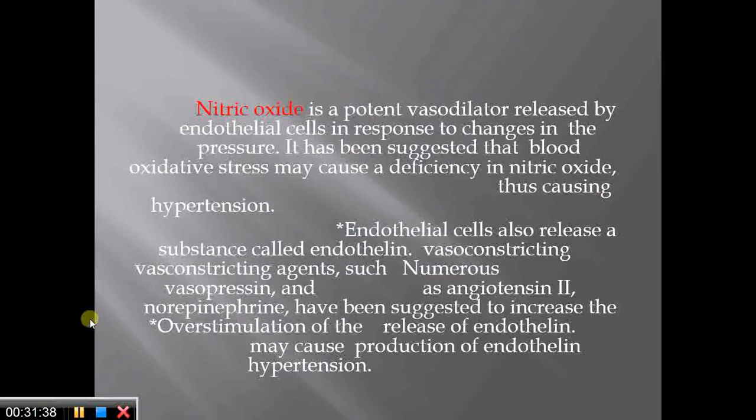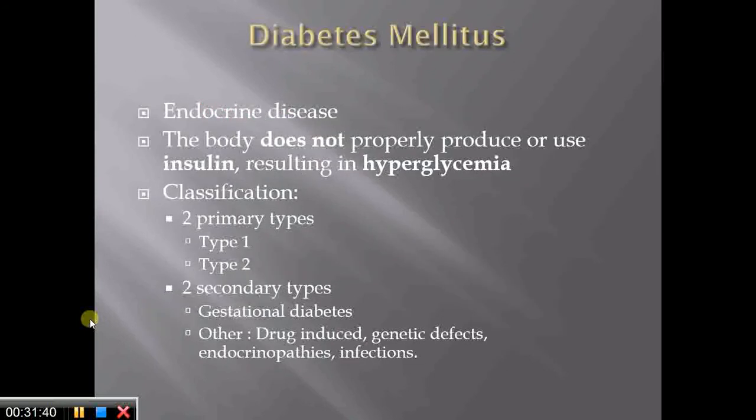Diabetes mellitus. Diabetes mellitus is an endocrine disease in which the body does not properly produce or use insulin, resulting in hyperglycemia. Insulin is necessary for the transport of glucose into cells, where it is stored as glycogen to be used for energy. In normal physiologic states, insulin is produced by beta cells of the islets of Langerhans of the pancreas. Insulin release is adjusted in response to serum glucose levels.